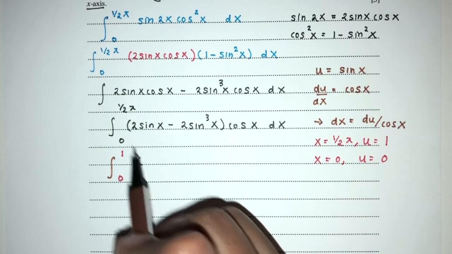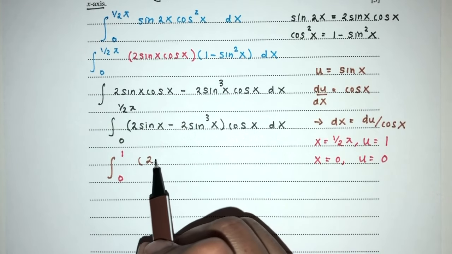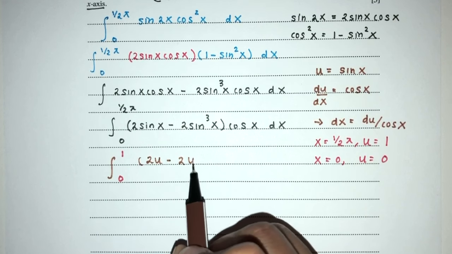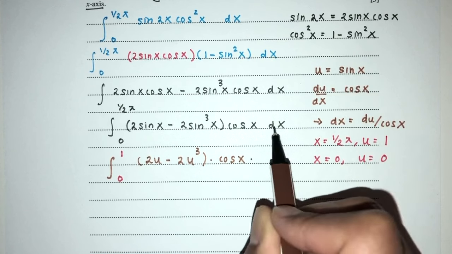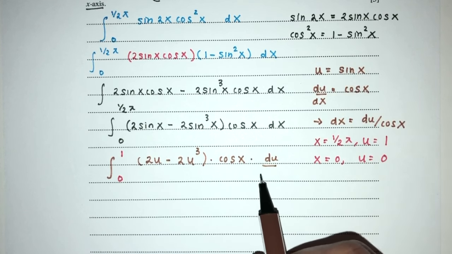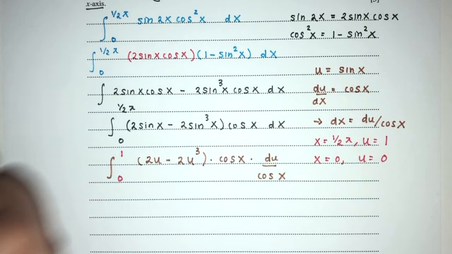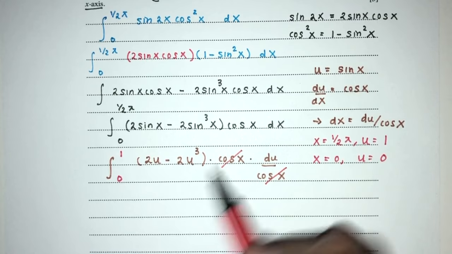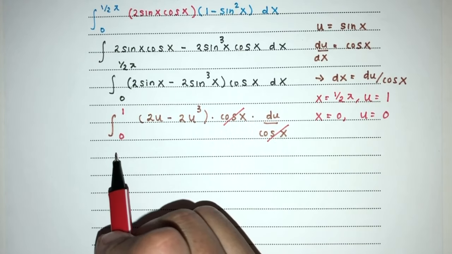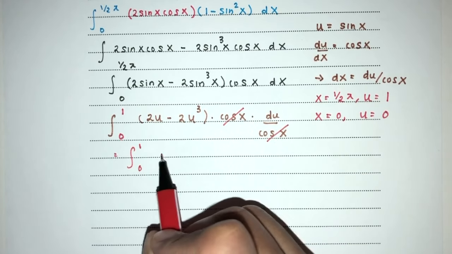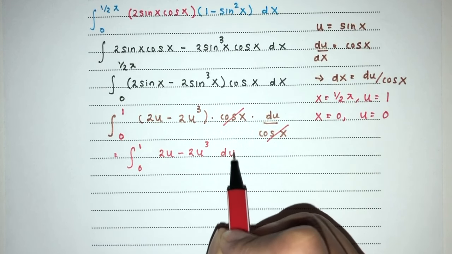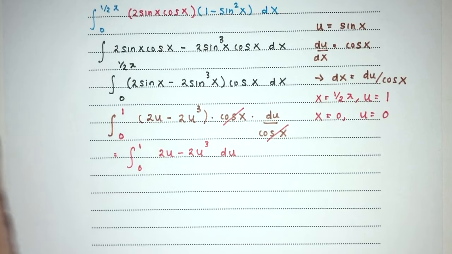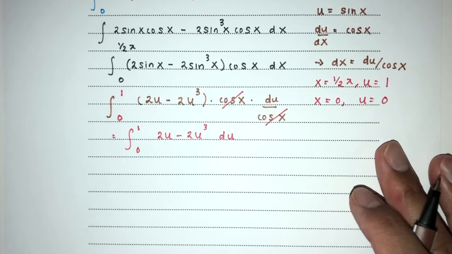So here we have 2 sine x, which is u, minus 2 u cube, and that will be cos of x. And dx is du over cos x. Right. Now we can simplify. These two will obviously cancel out. And now, as you can see, this is a very simple integration in terms of u with respect to du, and the limits are also for u. In that case, we can solve directly to find the area.